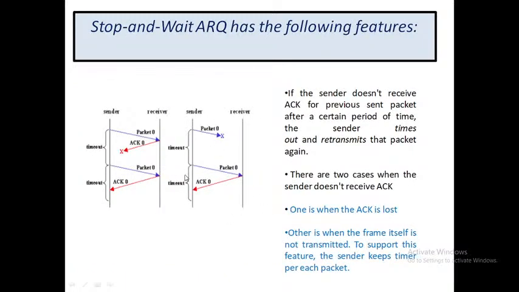Now what I was discussing in the last slide: in two cases the acknowledgement cannot reach the receiver. Suppose for the first case it has sent packet 0, but the acknowledgement has not yet reached. After a certain time, the sender will again retransmit the same packet. So the retransmission of packet 0 will be feasible after a certain time. That time is known as the timeout.